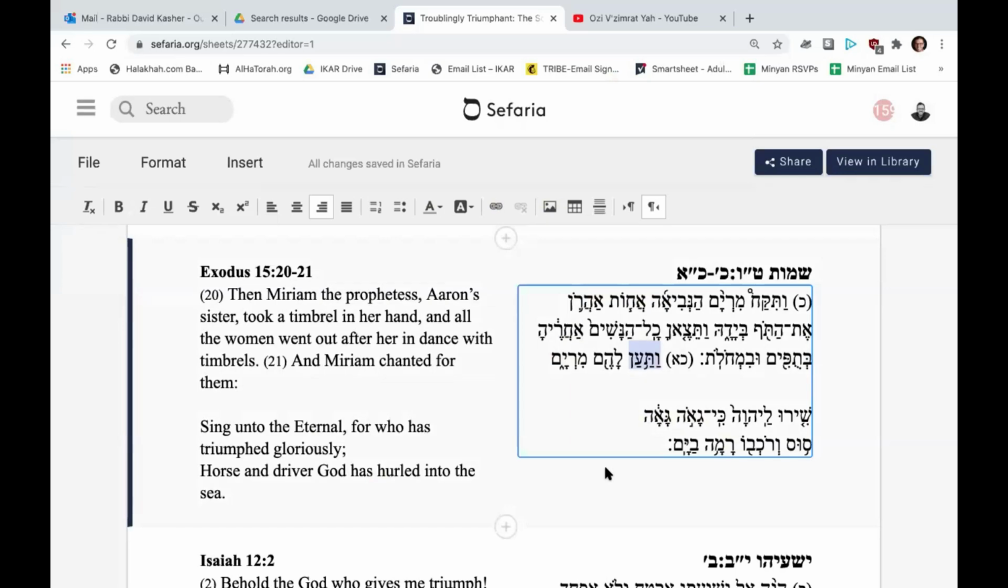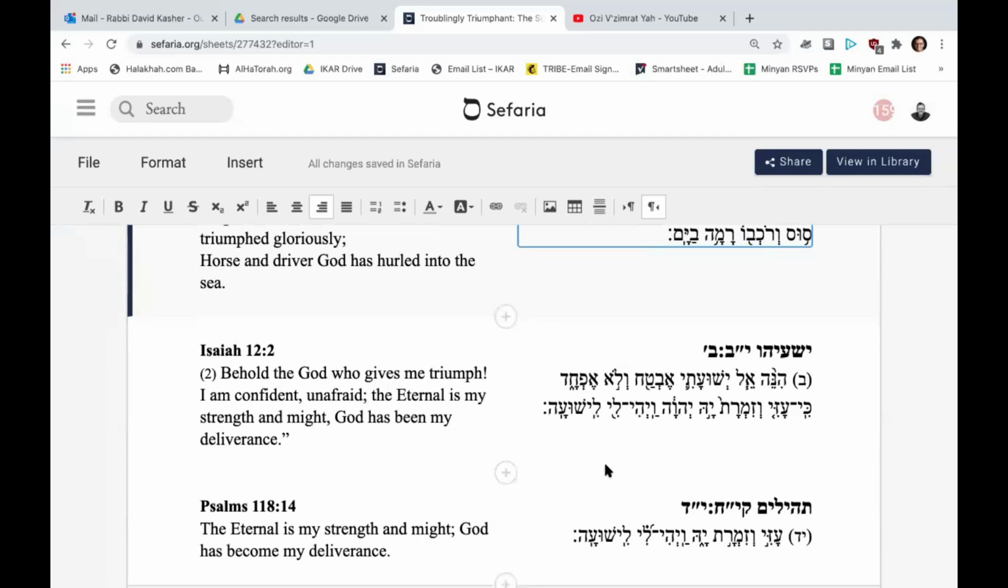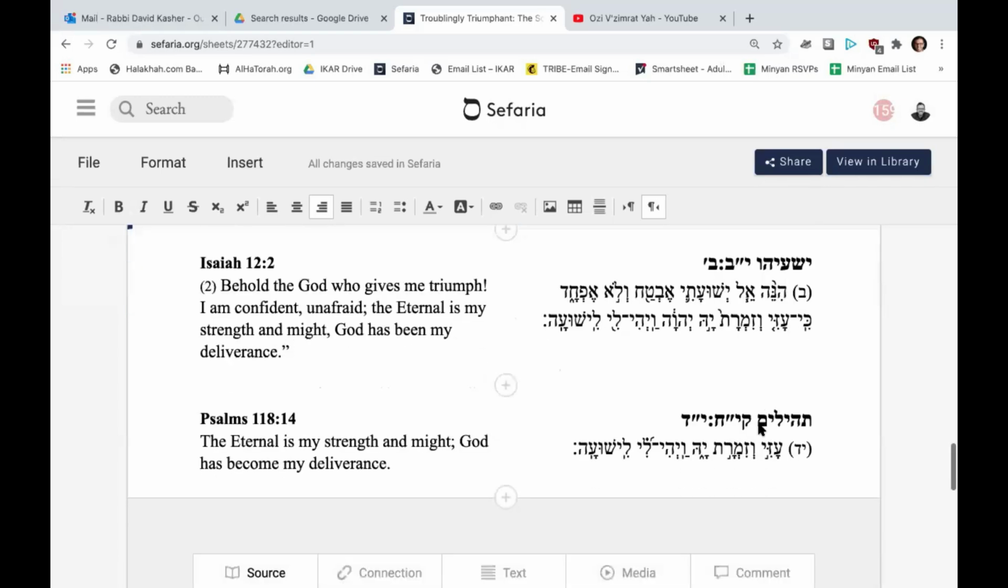There it is in the Song of the Sea. But look at this. Some of you may know this, but it keeps popping up again and again throughout the history of Hebrew text. So in the book of Isaiah, and we say this in Havdalah, Hinei El yeshuati, behold the God of my salvation, evtach v'lo efchad, I will trust and I will not fear, right? Similar sort of themes. Ki, because Ozi v'zimrat Yah, right? Because God is my strength and my might, and God has been my deliverance. It's Isaiah quoting Moses.